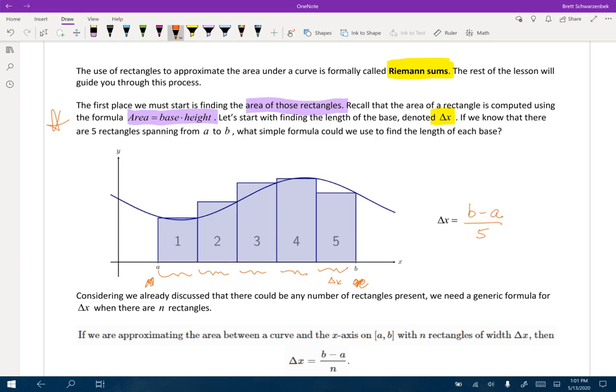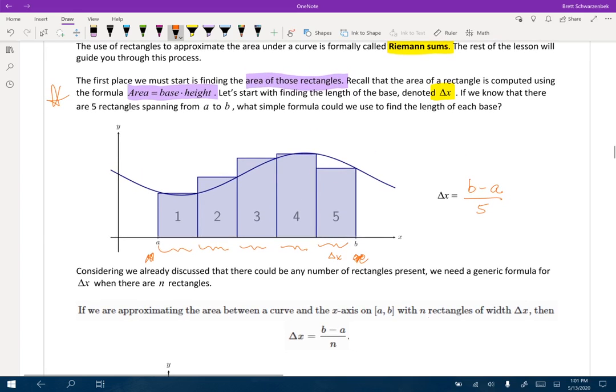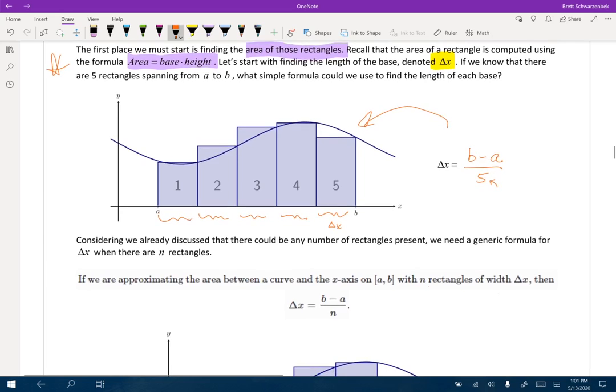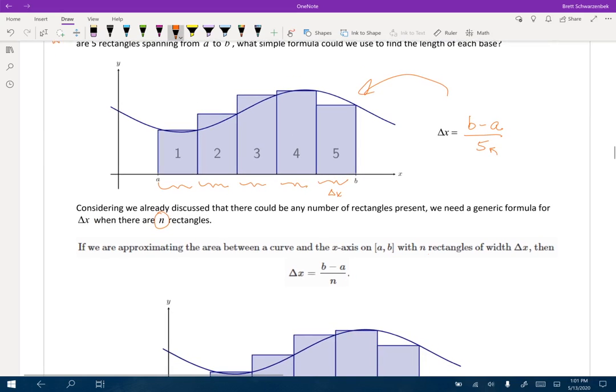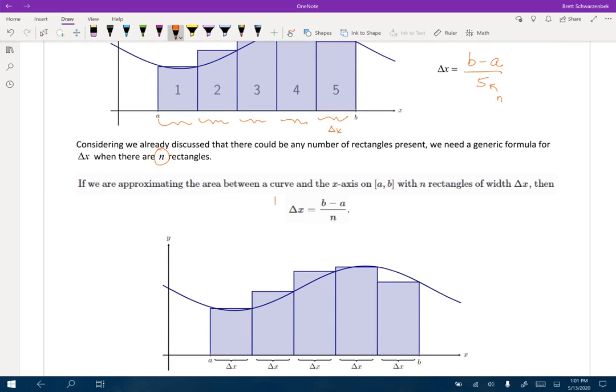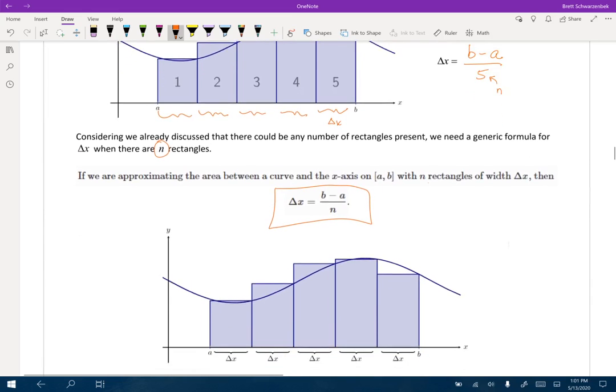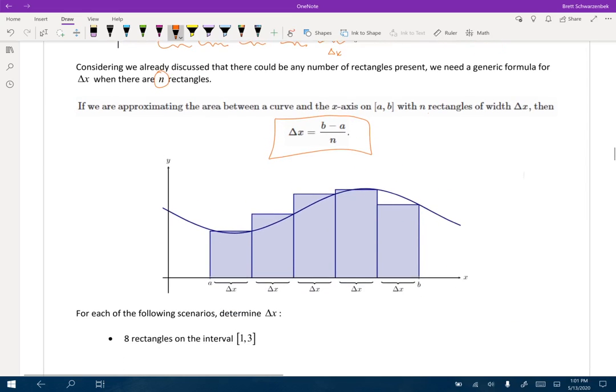But this is only a formula for this example, right? What if we had a different number of rectangles? We need a more generic value here to represent the true formula. Normally in a problem, we represent the rectangles by the variable n. So we say there are n rectangles. So it makes sense that we're going to replace the 5 with n. So our formula for the length of the base is going to be the change of x is equal to b minus a over n.